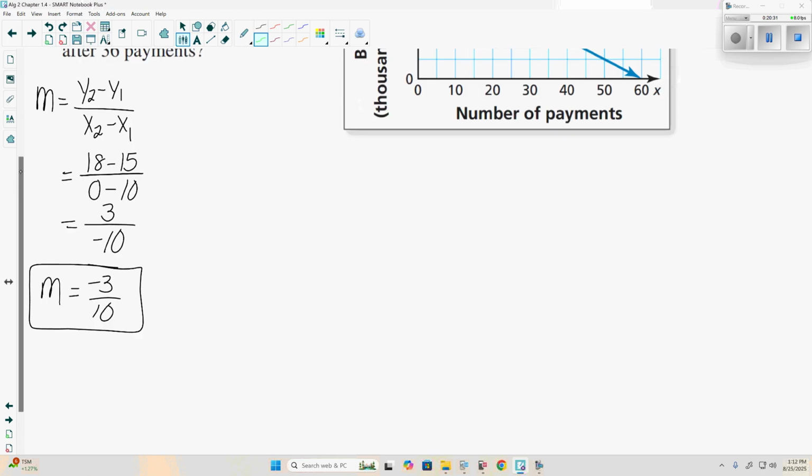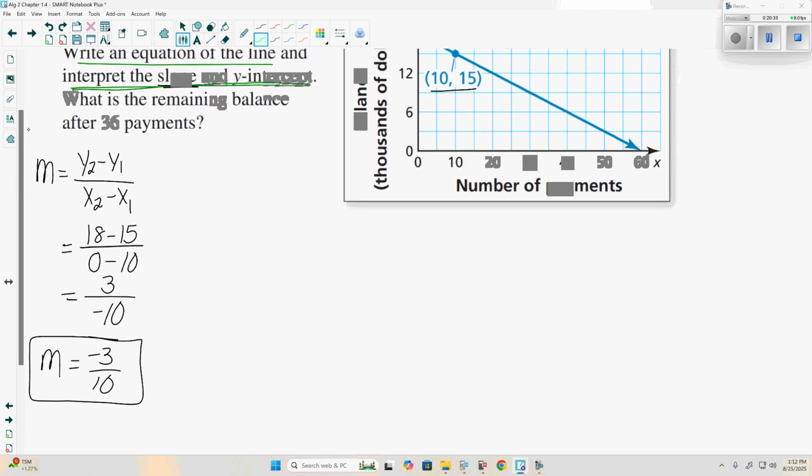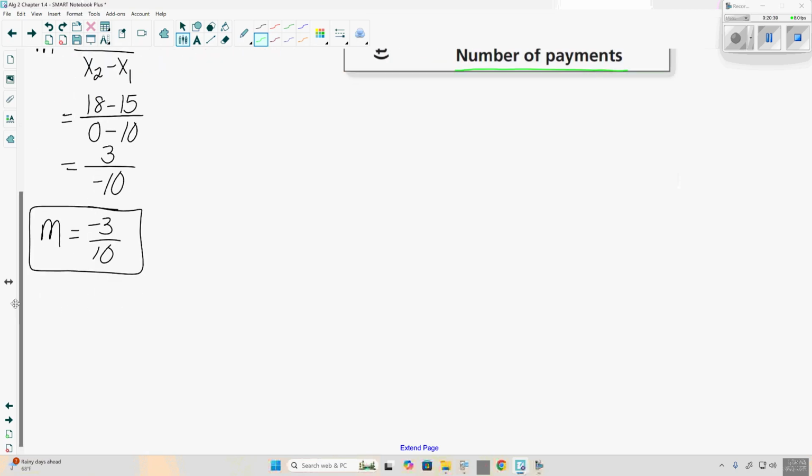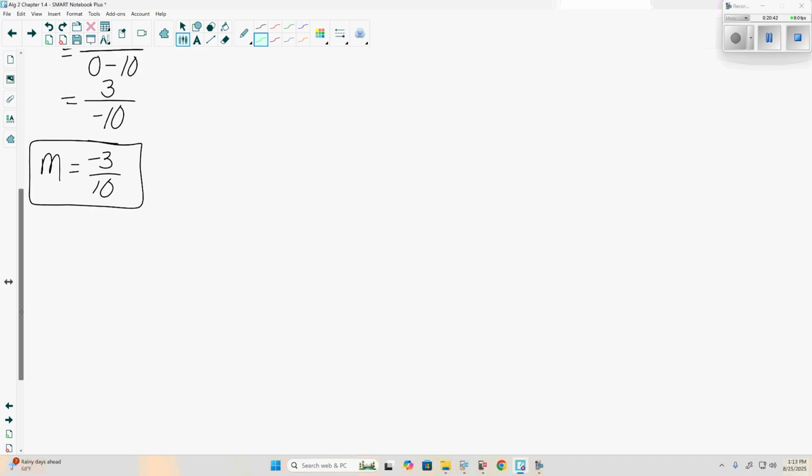Now we're going to go on and interpret the slope. So the x value is the number of payments. So for this here, our 10 is saying for every 10 payments, the balance does what? Goes down, decreases. Goes down by how much? $3, yes?